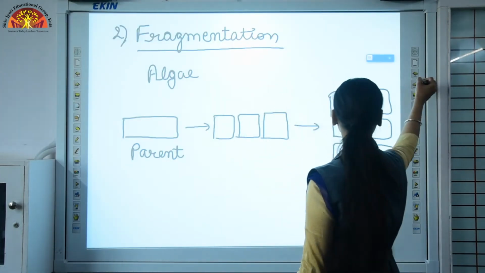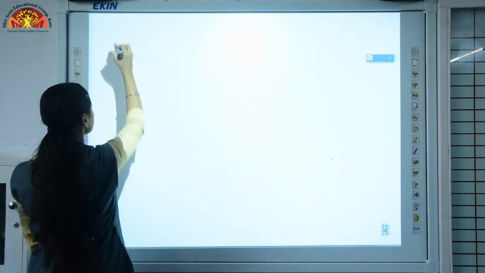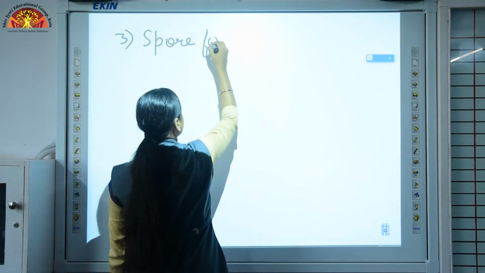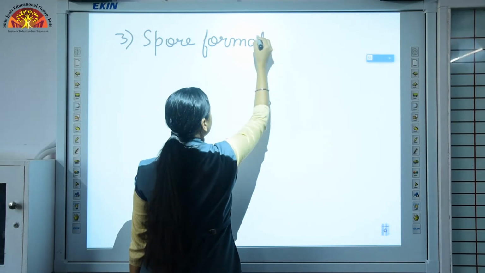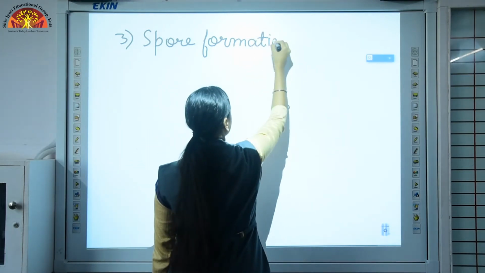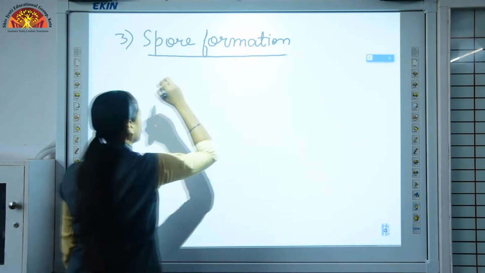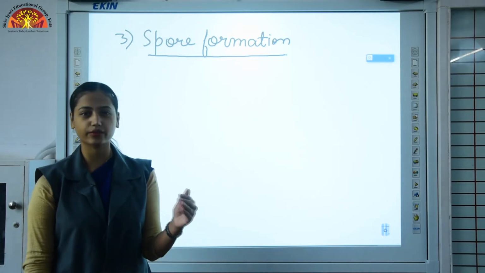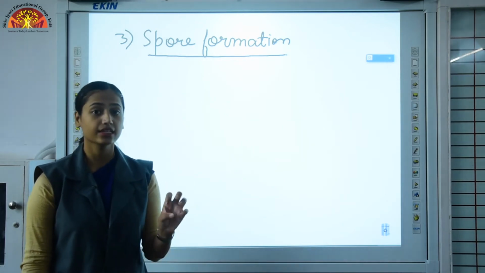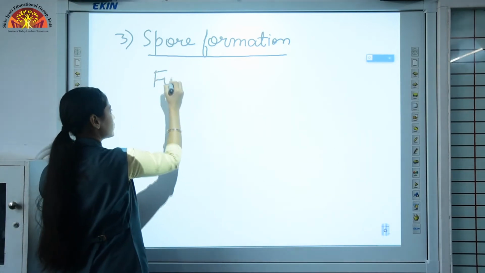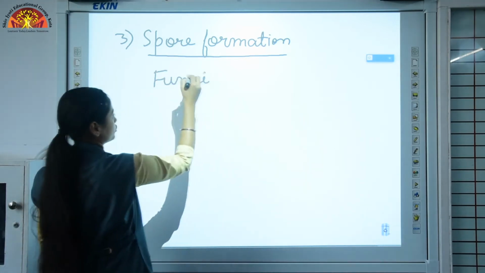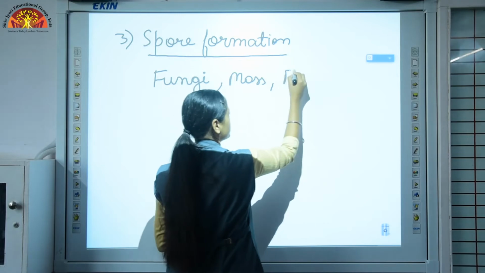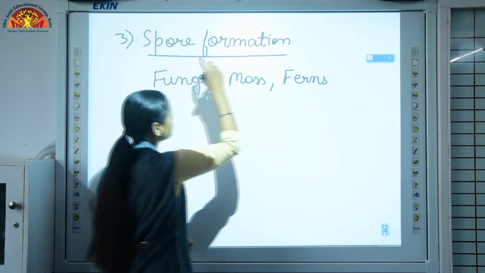Then the third type of asexual reproduction is spore formation. You have seen that a bread left unutilized for a few days forms a white greenish layer on its surface. That is what? That is fungi, again another microscopic organism. Fungi and plants like moss and ferns all reproduce through spore formation.